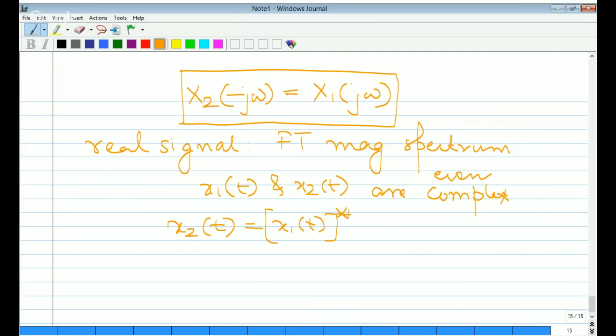That is by Fourier transform property, which means x1(t) into x2(t) is A into A conjugate, that is mod x1(t) square. Now magnitude of any quantity is real. Since it is real, that means product of x1(t) and x2(t) is real. That means the answer would be C. Is it fine?